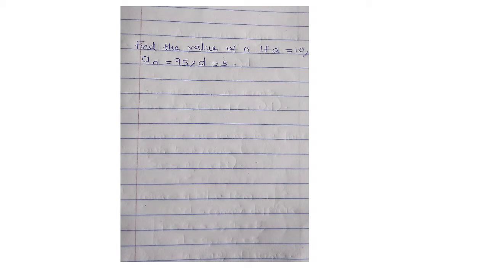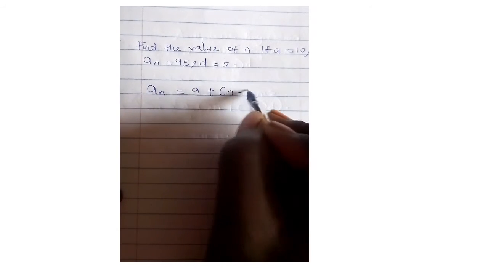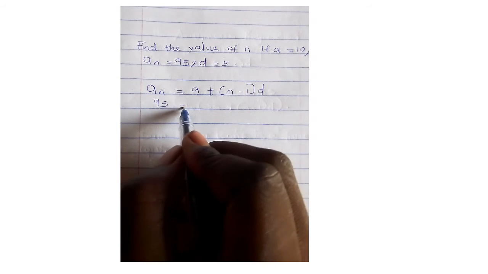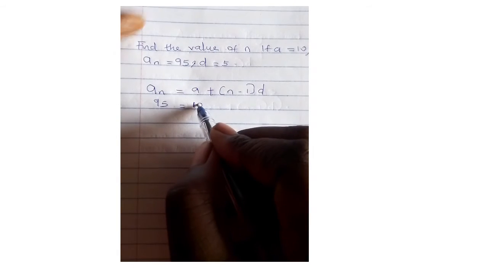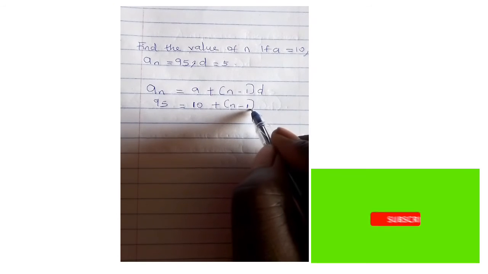So for us to get n, we're going to make use of the nth term formula, which says an is equal to a plus n minus 1 all into d. We're using this formula because all the parameters given to us are in this formula, so we just have to input them into the right places and solve for the value of n. Alright, so an is given to be 95, then our a is given as 10, then n was not given to us, so we're looking for n, and our d is given to be 5.